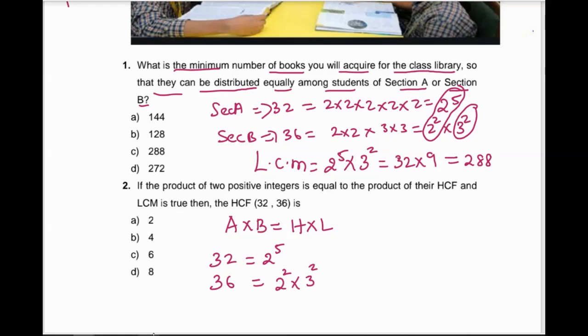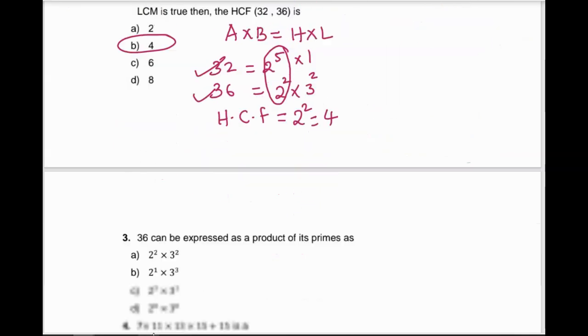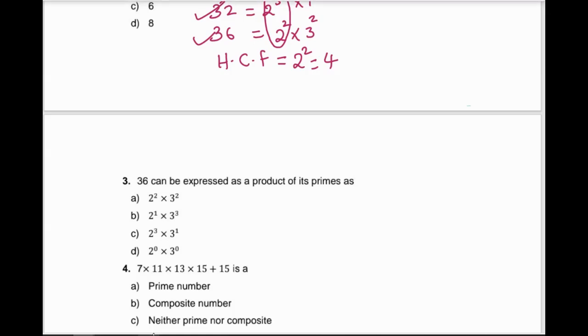What is meant by HCF? HCF is nothing but the highest common factor. So here we have to consider the lowest degree of 2. What is the lowest degree we have? It is 2 square, that is 4, and we don't have anything common with 3, so we take the common element present in 32 and 36, that will be 4. So 4 is the answer, and here it is 288.